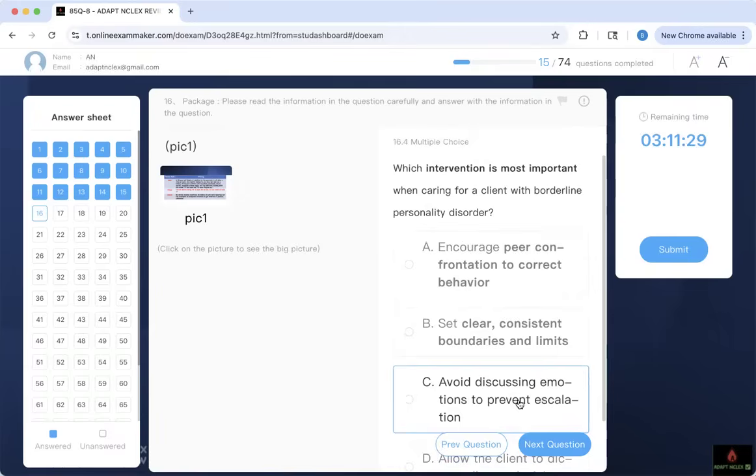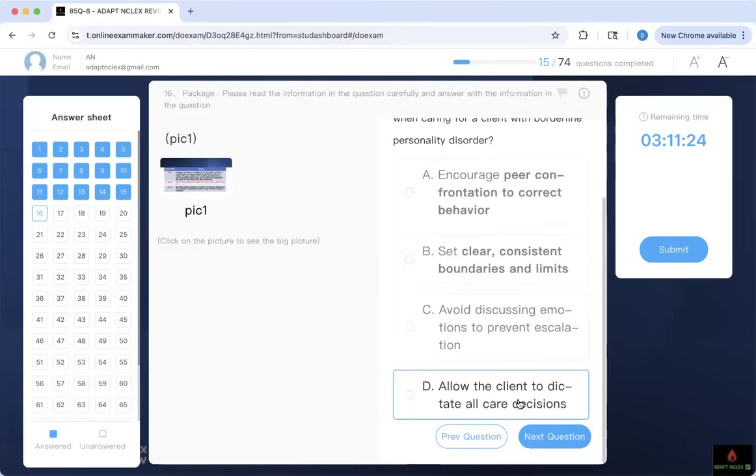Which intervention is most appropriate when caring for a client with borderline personality? Now, you know they can trick you. They can manipulate the situation. That's the concept. Take their problem and flip it. If they can manipulate you, you should get ahead of it. Encourage peer confrontation to correct behavior. Is that good? Set clear, consistent boundaries and limits. Is that good? Avoid discussing emotions to prevent escalation, right?